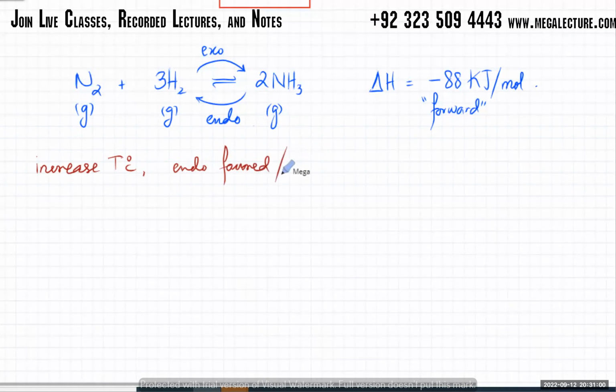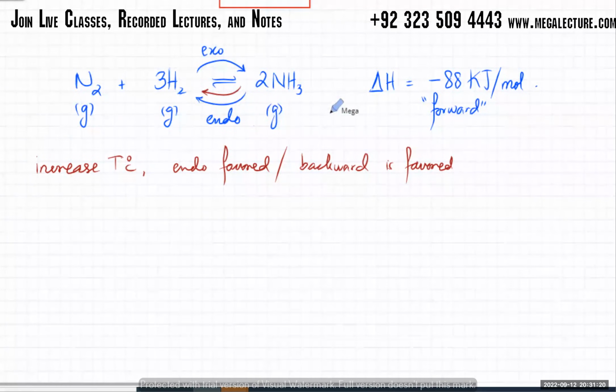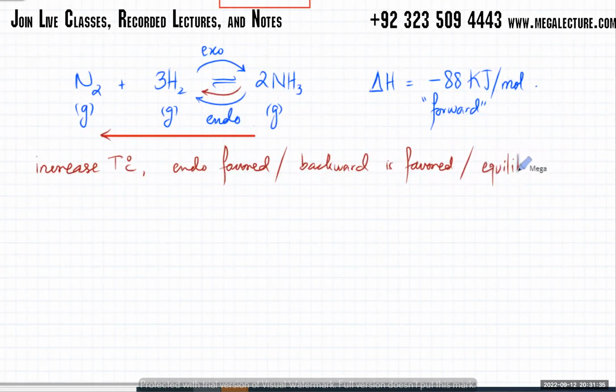ठीक है, so that means the backward reaction becomes relatively faster. तो आपका जो backward होगा ना, that's going to speed up. It's the endothermic is going to speed up, and that means your equilibrium is going to shift to the left. N2 और H2 ना ज्यादा बन जाएंगे क्योंकि वो backward reaction जो है वो ज्यादा तेज है. ठीक है, so backward is favored, and that means equilibrium position shifts to the left or favors the reactants.